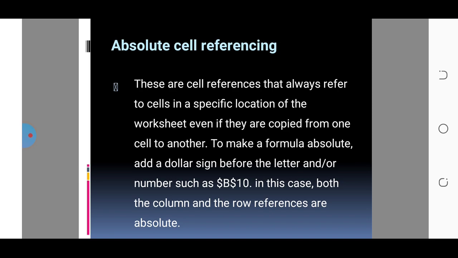If you want a column and a row both absolute, you will need to add a dollar sign before the letter and before the number. That means you will have two dollar signs. For example, we have B10 as our cell. You will need to add a dollar sign before B and another before 10, so you have two dollar signs, and this will make both the column and the row absolute.